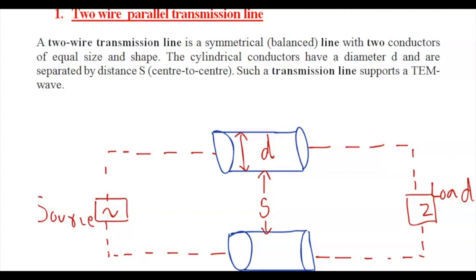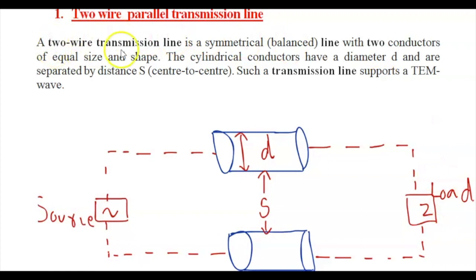Now we are going to study in detail about two-wire parallel transmission line. So this is a simple diagram of a two-wire parallel transmission line. We have already discussed that they are having two conductors. They are separated by a certain distance S. Okay, and here we have a source and here there is a load denoted by Z.